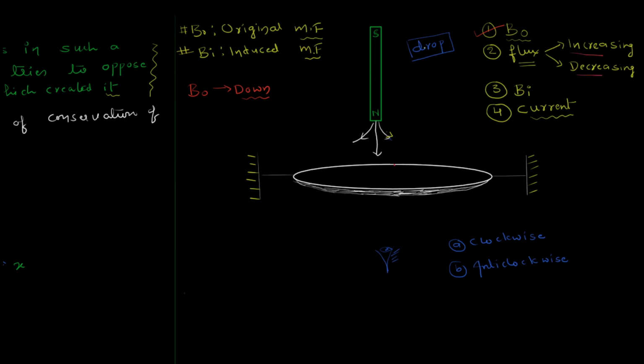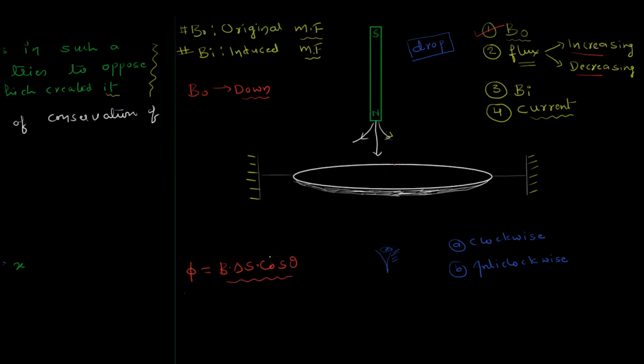Now let's see that. Before that, I need to know in what all ways the flux can change. Flux definition is B into delta S into cos theta. This is just a side note for the main discussion. So flux is B into delta S into cos theta.